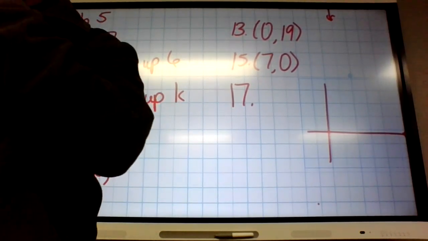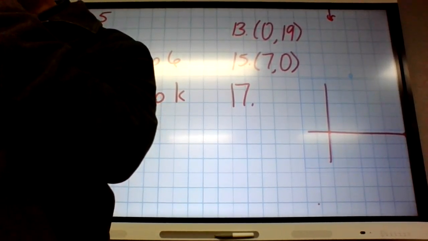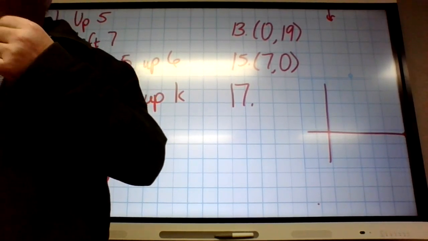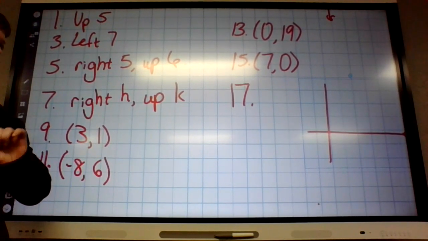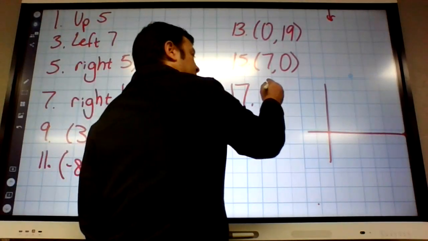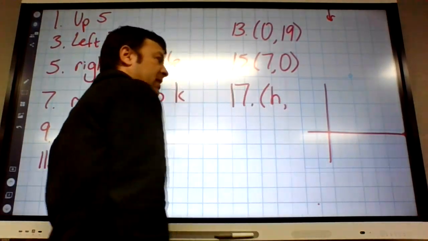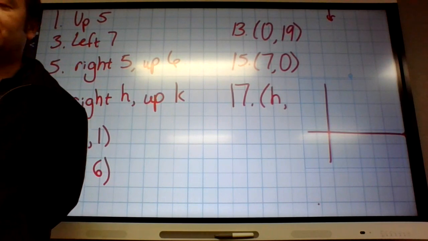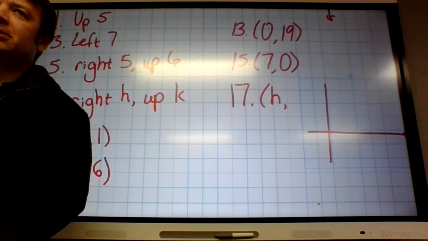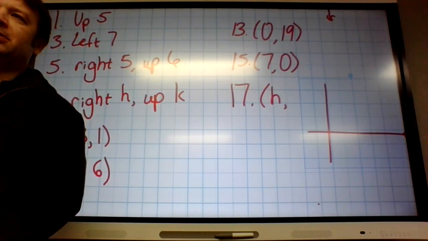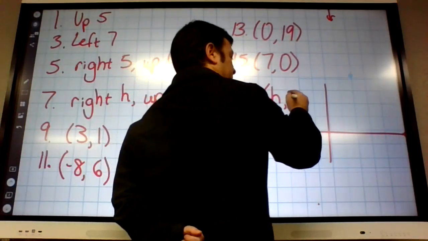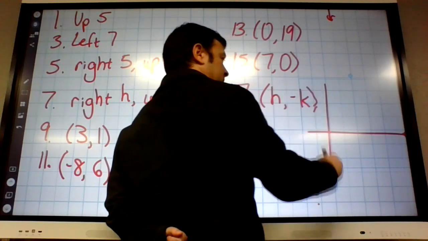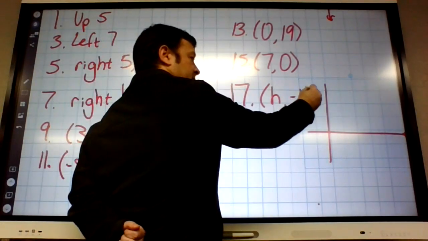Where are we? 17. Okay, the letters again. It's the same thing. So the minus h, how's that going to move the graph? Just h. Yeah, it moves it right h, so that is a positive h. And then it says minus k, how's that going to move the graph? Down. So it'd be negative k. Right, since it's going down k, that would be a negative value, so minus k makes it go down k.